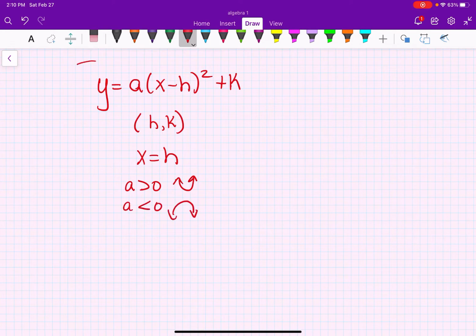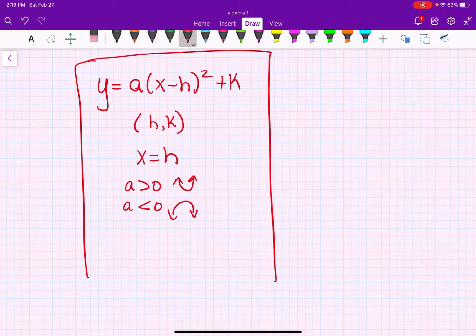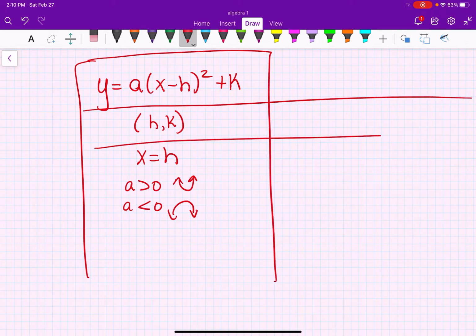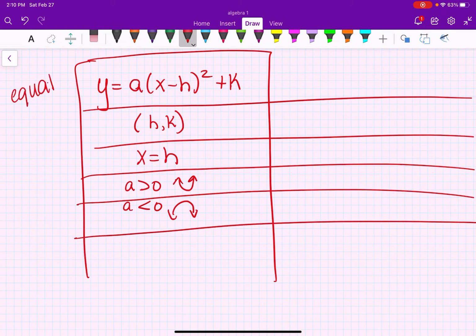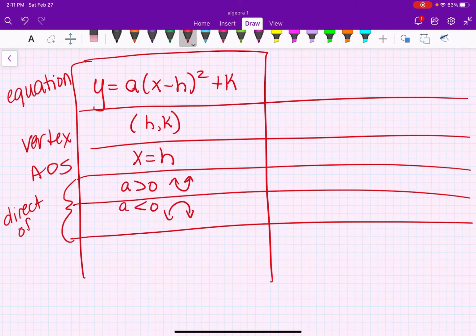I'm just looking at the table that you guys have in your notes. I'm kind of just reviewing it with you. So that's the one we've been doing all along. This is the equation. What I want to show you now is the sideways one. This is our vertex, axis of symmetry, and direction of opening. Whoops, I messed up. Okay, you have it nice and neat on your paper. I typed it out nice and neat.